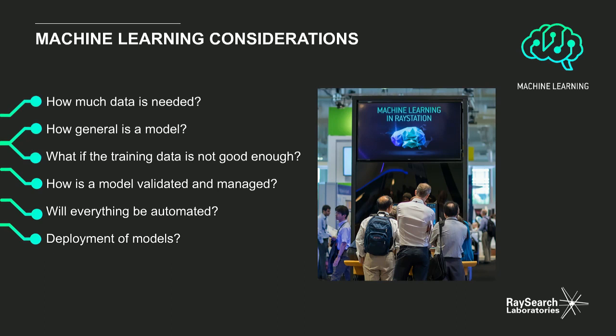How general is a model? For example, the automated planning model should be specific to one treatment site and one modality, and as it's a spatial approach, it should be specific to a dose shape. So maybe it's possible to mix a model across single arc VMAT and 7-beam IMRT, but not if the dose distributions are very different, because then that's probably two different machine learning models.